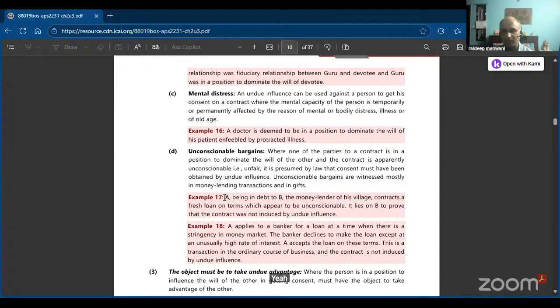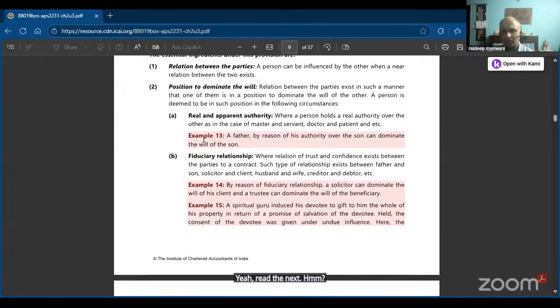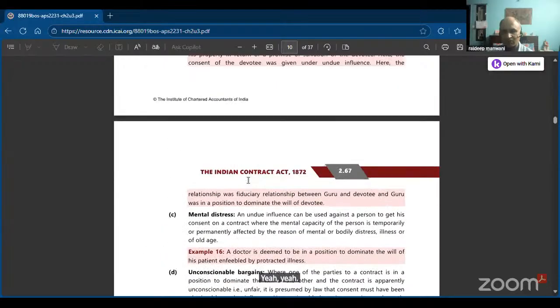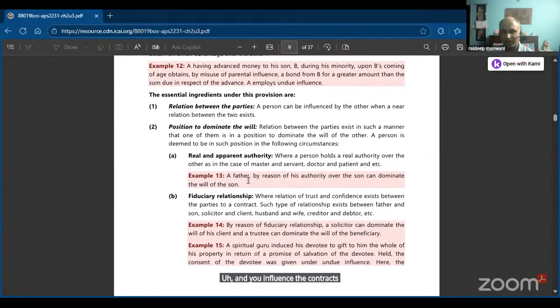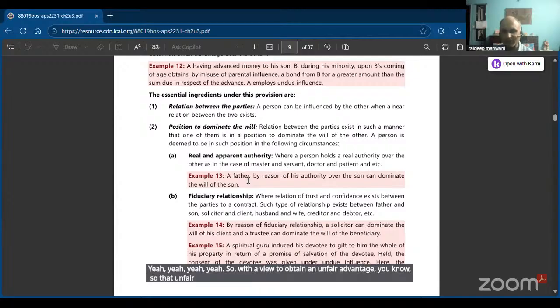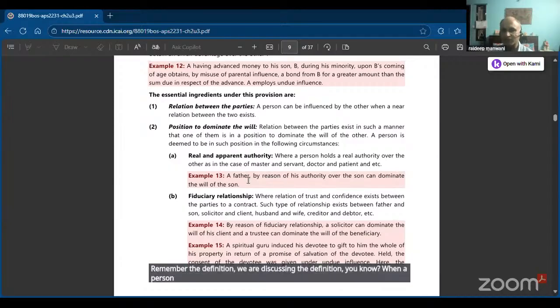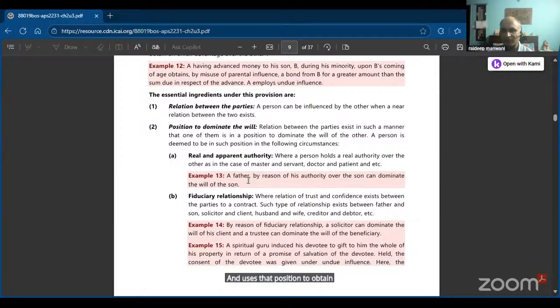Read the next. Excuse me, sir, are you talking about the nature of undue influence in the contracts entered? Yeah. So with a view to obtain an unfair advantage, that unfair advantage should be very unconscionable. It should shake your conscience. Remember the definition. We are discussing the definition. When a person is in a position to dominate the will of the other person and uses that position to obtain an unfair advantage, that unfair advantage should be unconscionable.